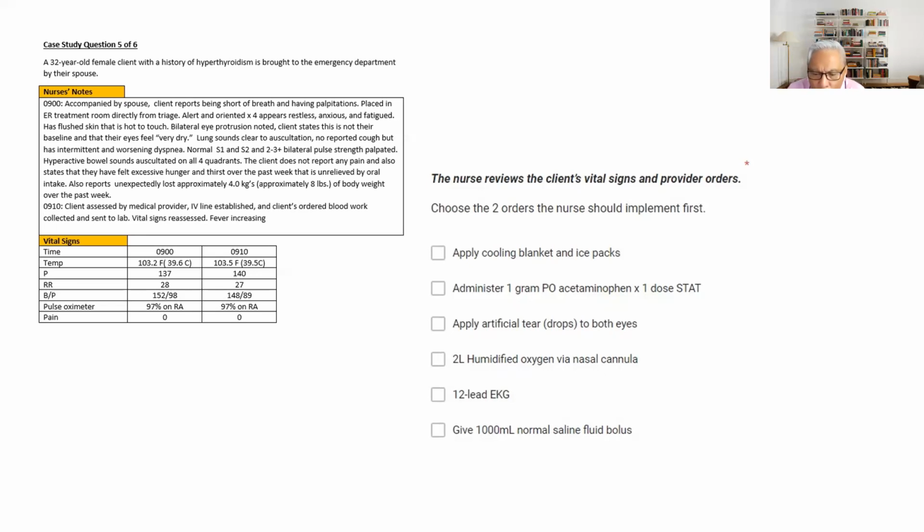Okay, so when you are actually working and you have this person and you have all these orders, you need to know how to prioritize. So always think about ABC: airway, breathing, circulation. Over here, the breathing is going to be the 2 liters of humidified oxygen, and circulation would be the 12 lead ECG, because you remember with this hypermetabolic state, the patient is most likely to have arrhythmias. All the others are going to come.